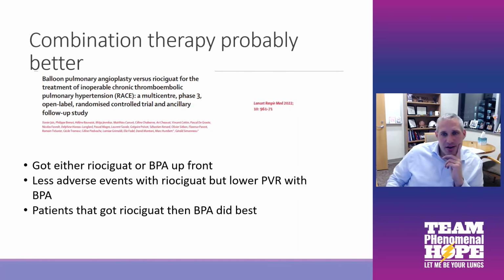I mentioned combination therapy earlier, where you combine that balloon procedure with medications, and that's a possibility as well. There was a study called the RACE trial where they did either the riociguat medication to bring the pressure down or the balloon procedure up front, and they found that if you treated patients with riociguat up front, they had fewer adverse events, but the drop in the pressures in the lungs was lower than with BPA. The group that did the best, because you could cross people over from one group to the other, were patients that got riociguat first, brought their pressure down.